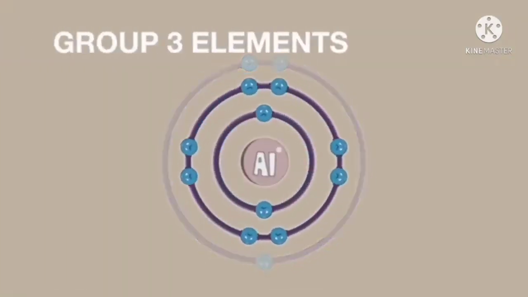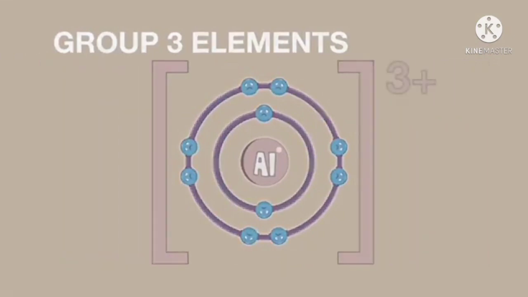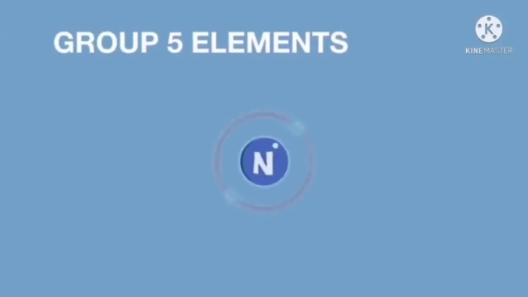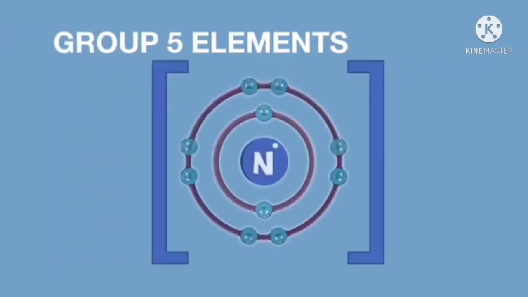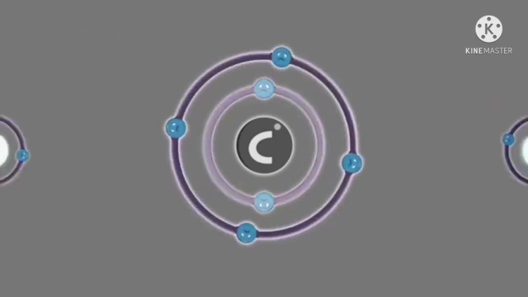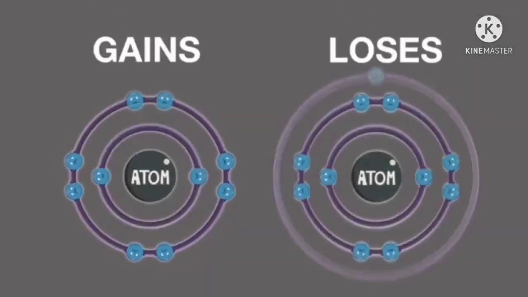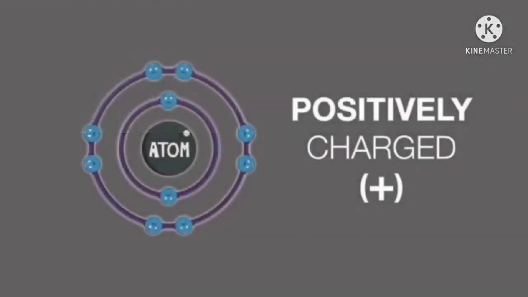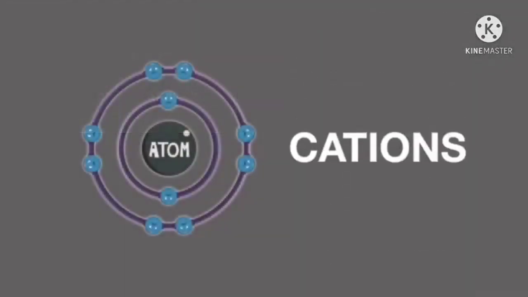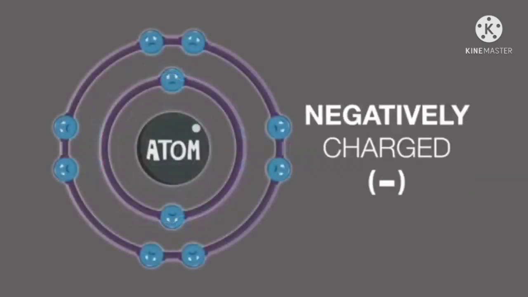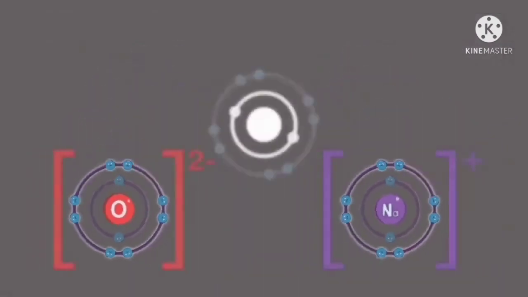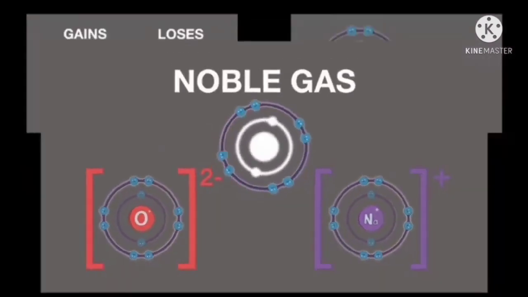Like that, in group 3, aluminum is a metal. So aluminum, as a metal, loses electrons and acquires positive charge. Nitrogen, carbon, these are all non-metals. What do non-metals do? They gain electrons and acquire negative charge. Okay, I think you understood what is an anion, what is a cation. Okay now, my dear children, I hope you understood what is an ion.